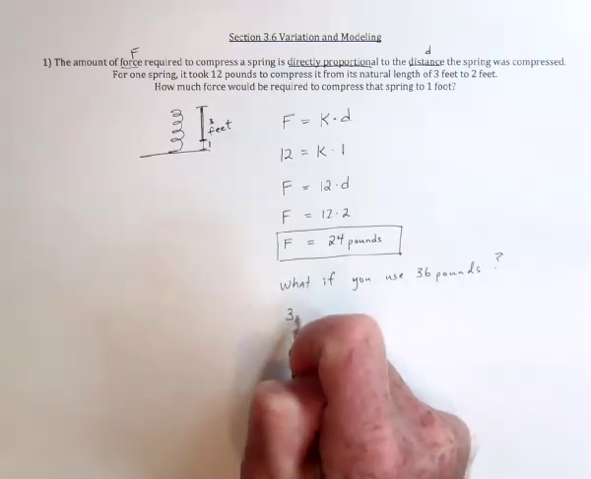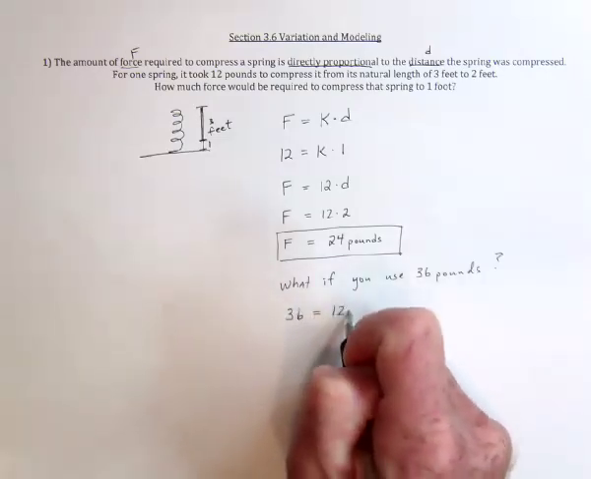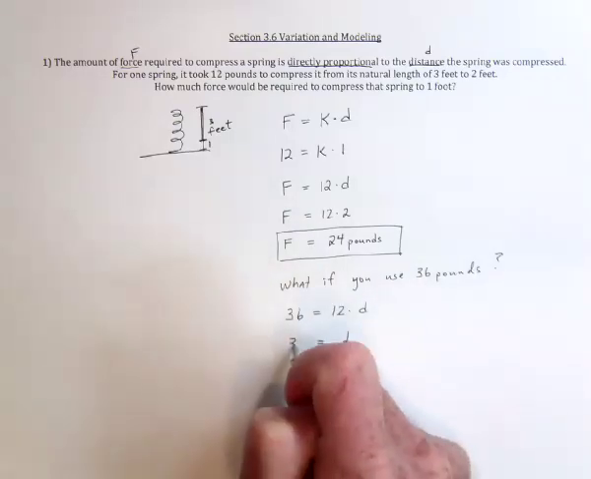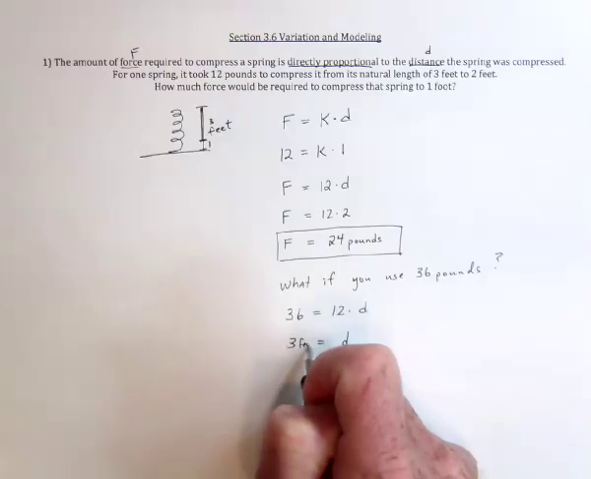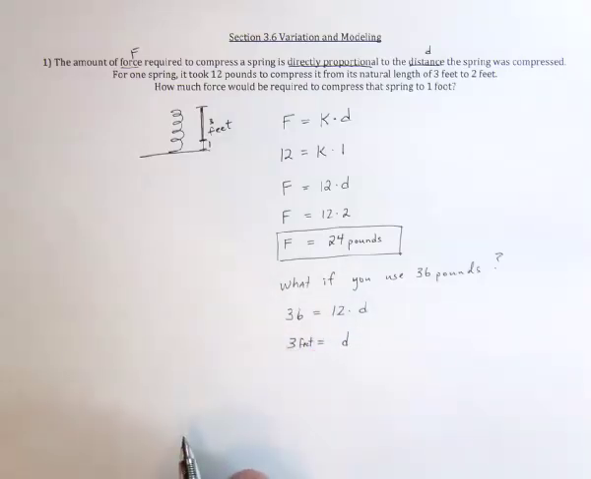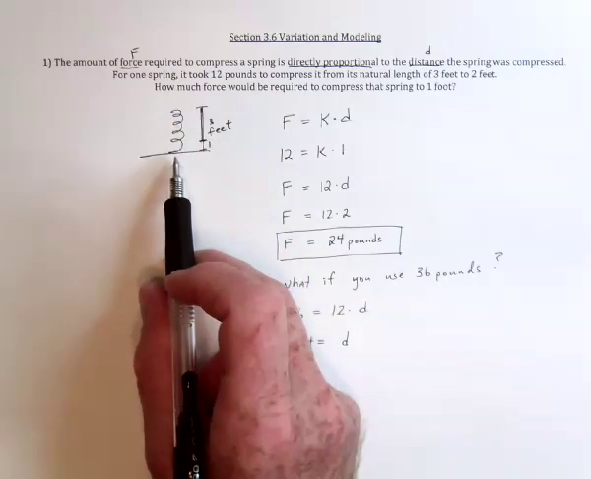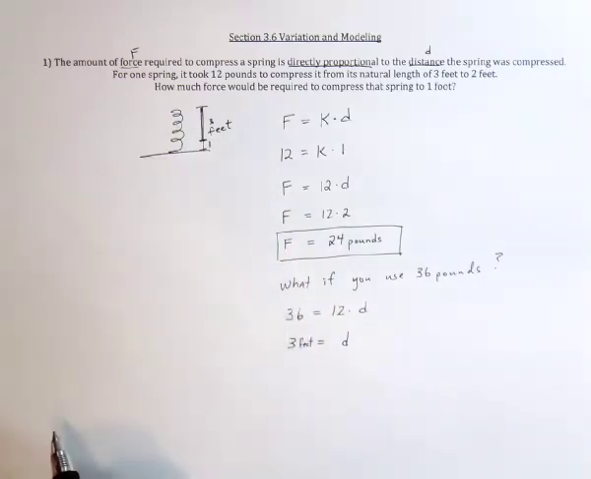So we would have 36 equals 12 times D, and solving for D we get the distance is 3 feet. So if you took 36 pounds and put it on this spring, you'd smash it right to the ground. Just for extra fun.